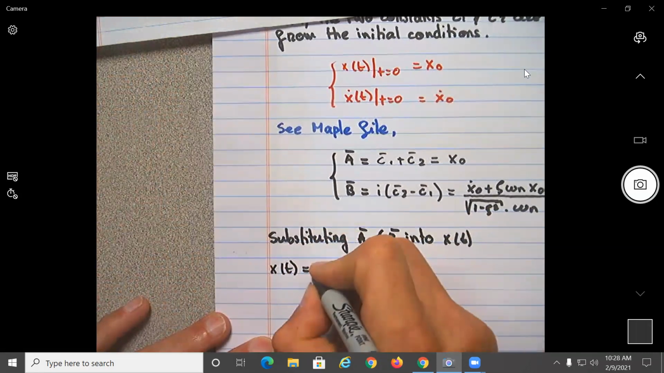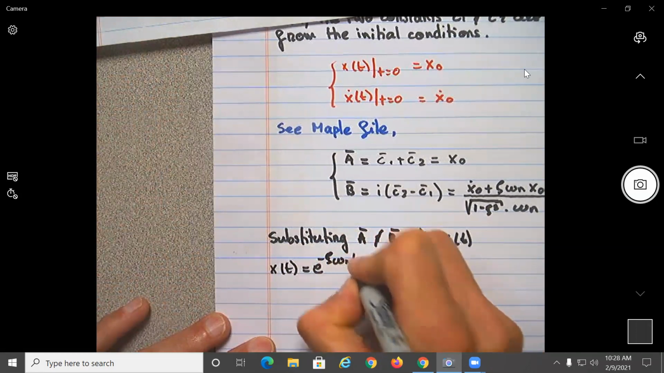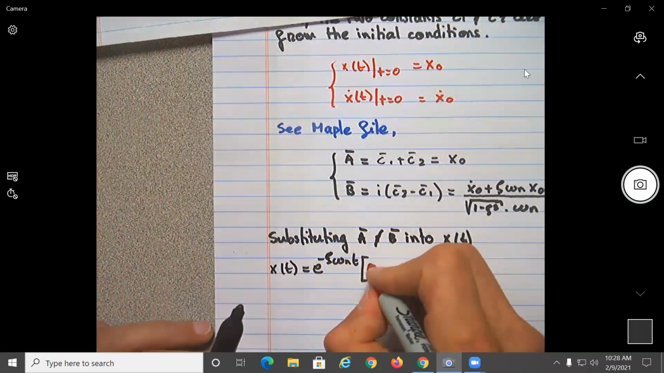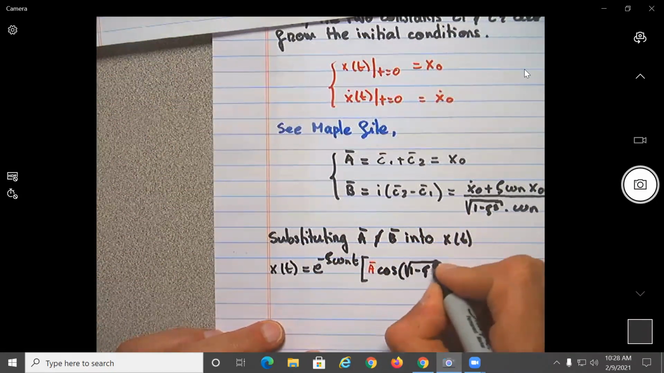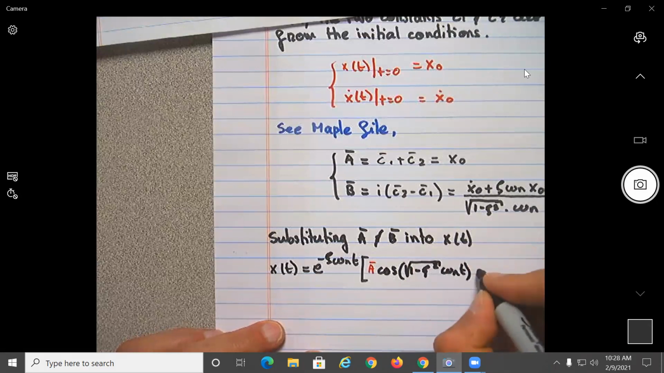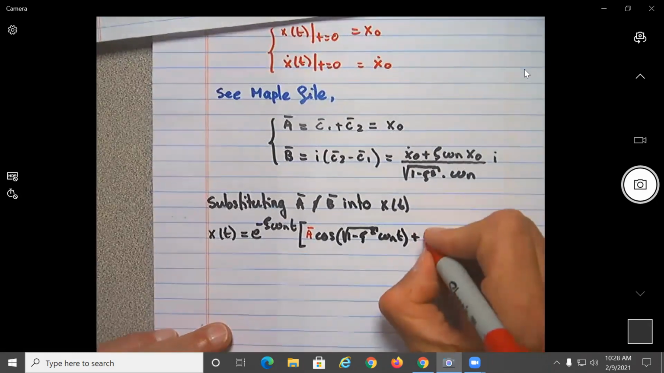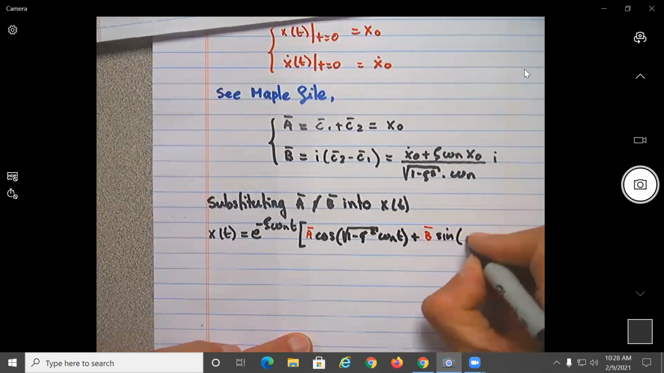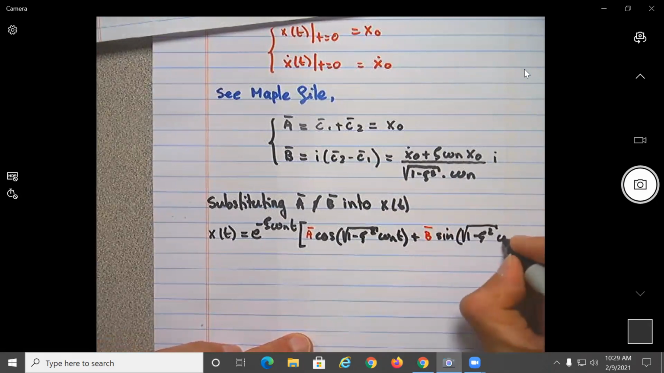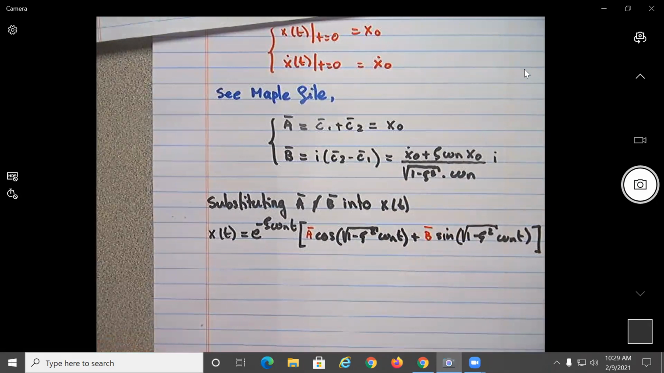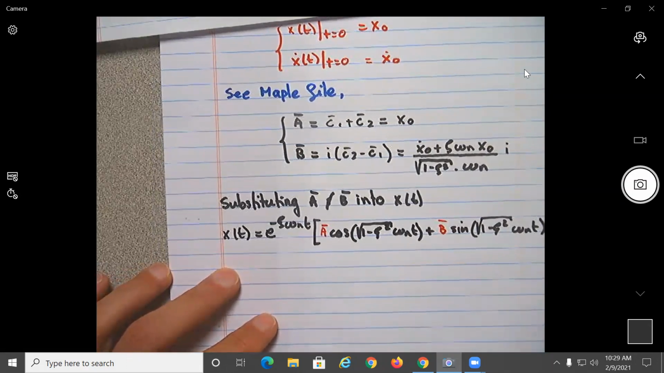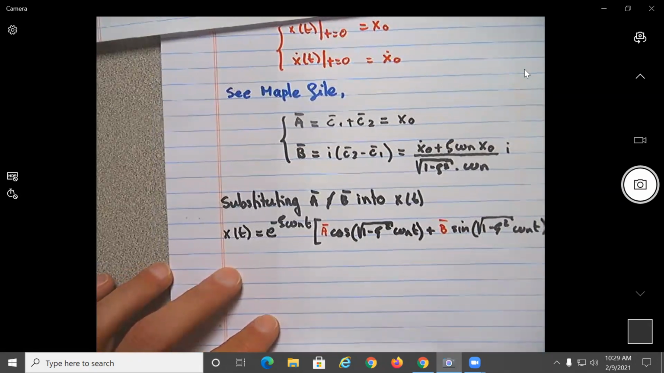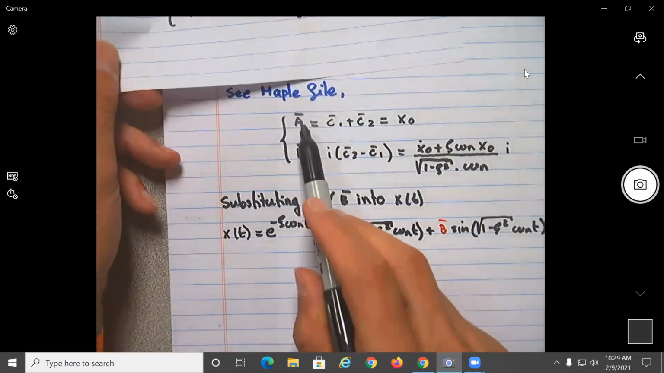So X of T equal to exponential minus C omega n T times A bar cosine square root of 1 minus C squared omega n T plus B bar sine square root of 1 minus C squared omega n T. Okay, so now you know the value of A and B, all right?